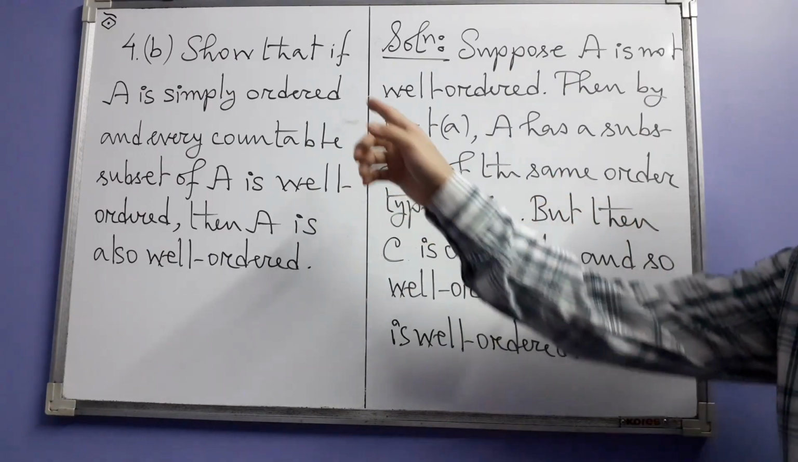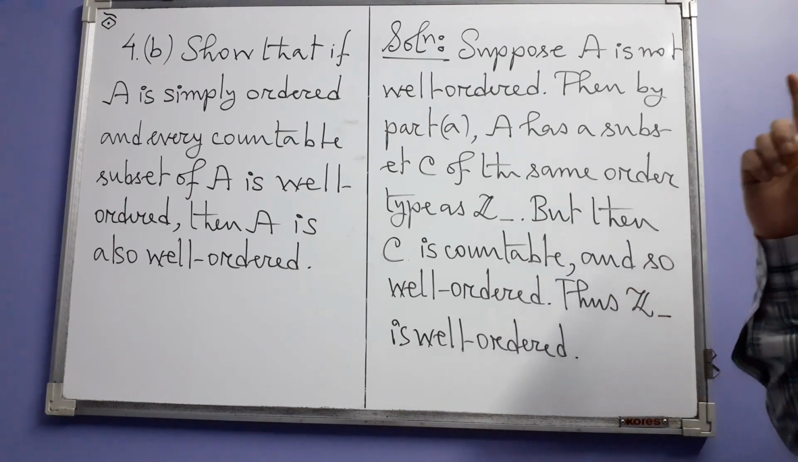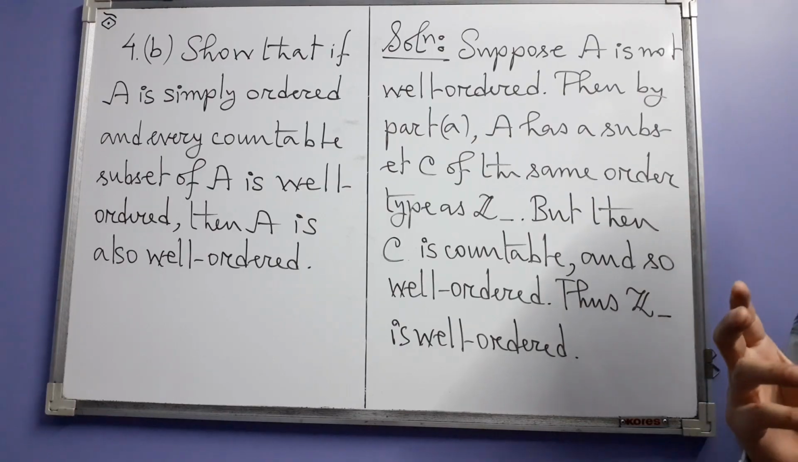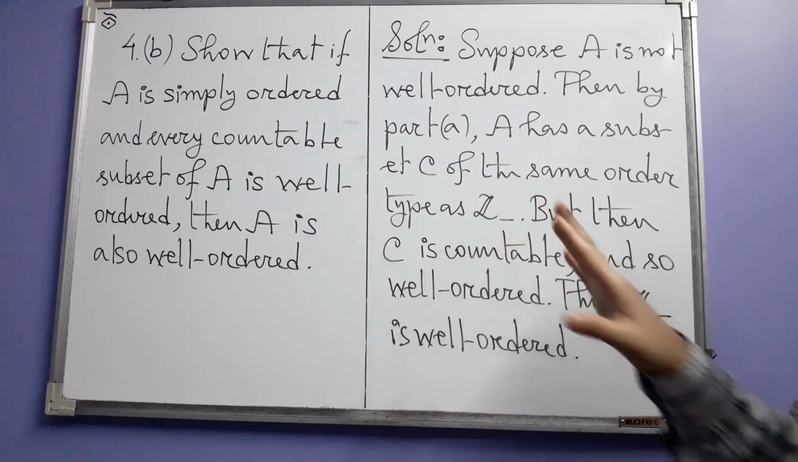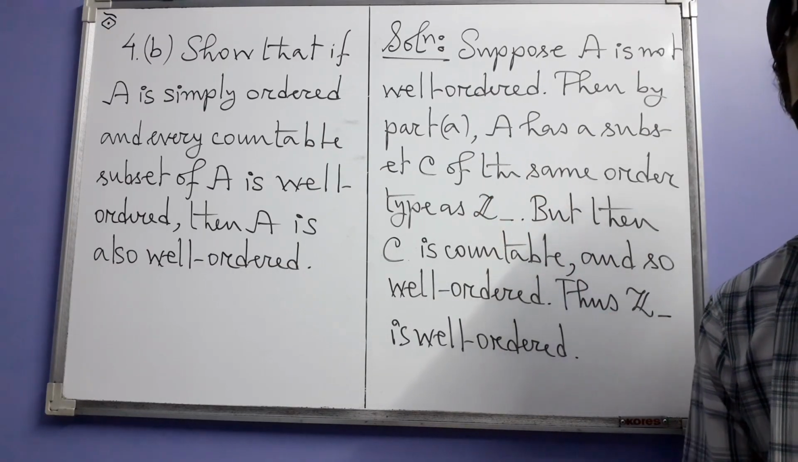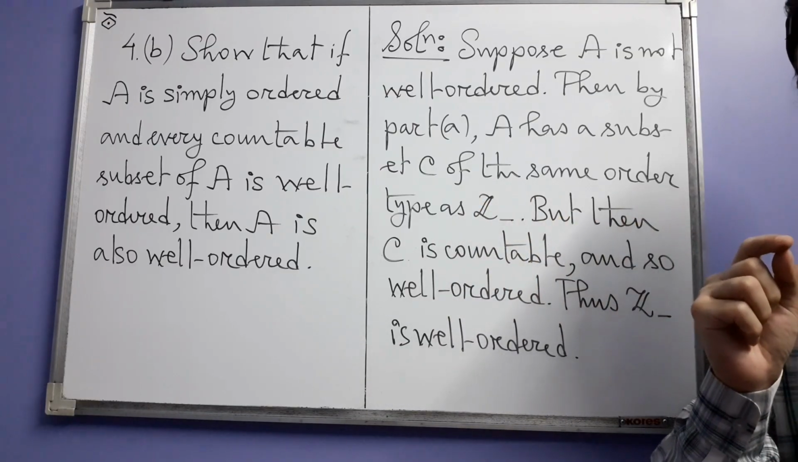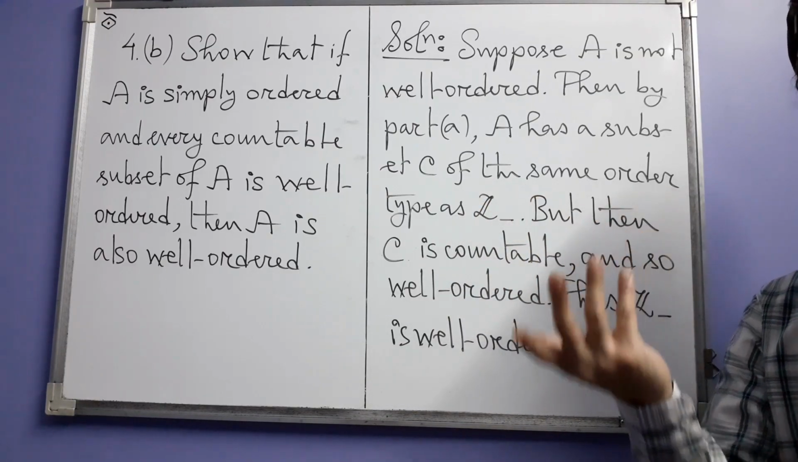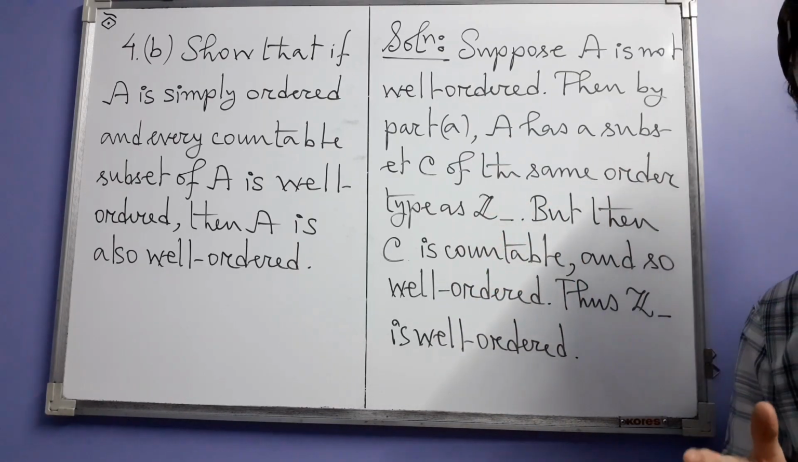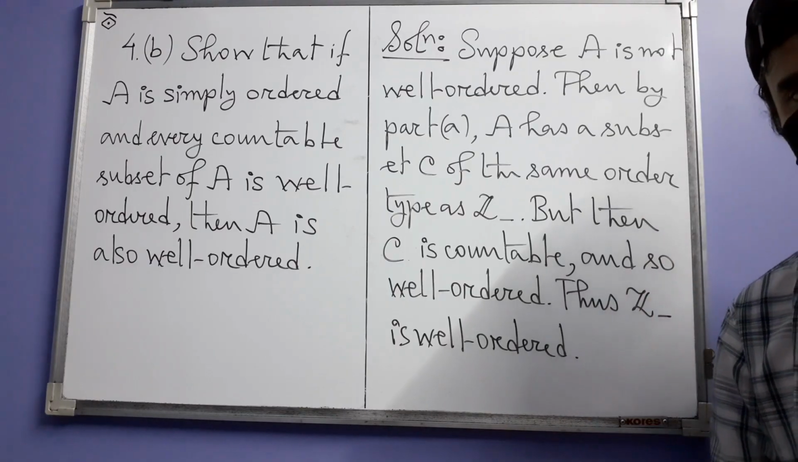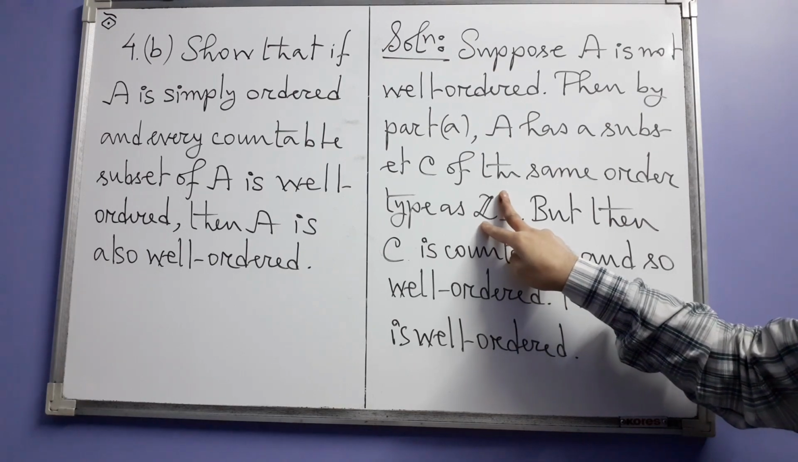We have to prove that our set A is well ordered. Suppose it is not. Then by part A, there exists a subset of A, let's call that C, which has the same order type as the set of all negative integers in the usual order. But being of the same order type as this set, in particular also makes C have the same cardinality as the set of all negative integers, because there will be an order preserving bijection. So there is after all a bijection, and this is a countable set, a countably infinite set in fact.